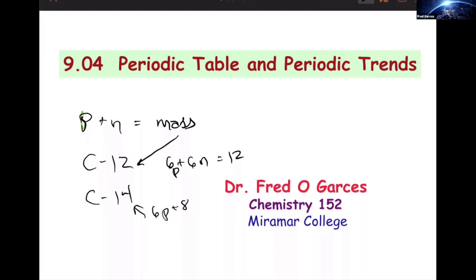That's why it's 14. Remember that the proton count is responsible for the identity of the atom. You change the number of protons, you change the identity of the atom or the element. You change 6 to 7, you don't have carbon anymore, you have nitrogen.